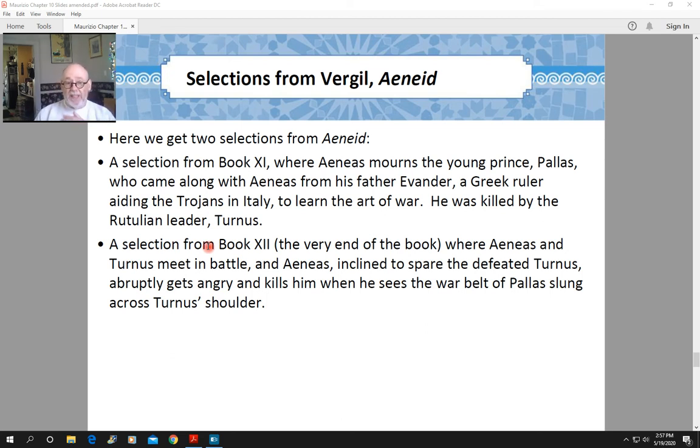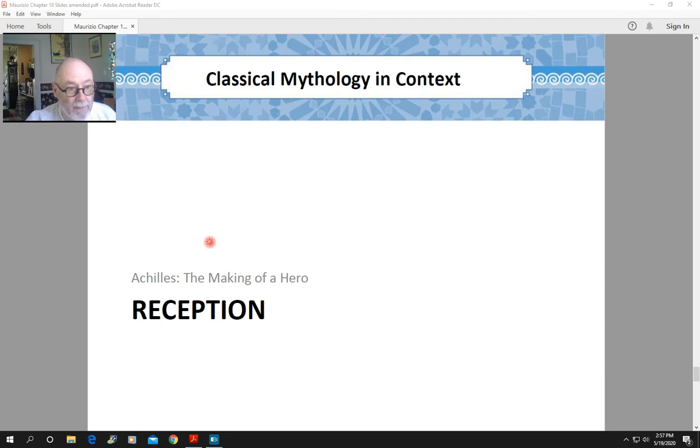And then we have a selection from Book 12, where Aeneas and Turnus meet in battle. Aeneas defeats Turnus. Turnus asks to be spared. Aeneas is about to spare him when he sees the war belt of Pallas, and then he abruptly gets angry and just runs Turnus through, and Turnus' ghost goes screaming off to the underworld. End of poem. Very shocking ending and very sudden.